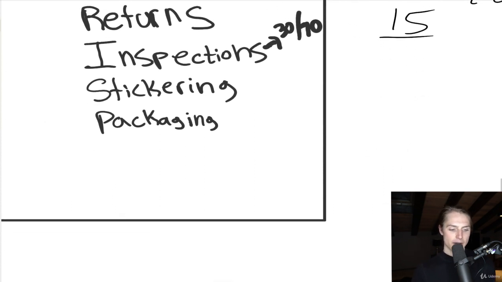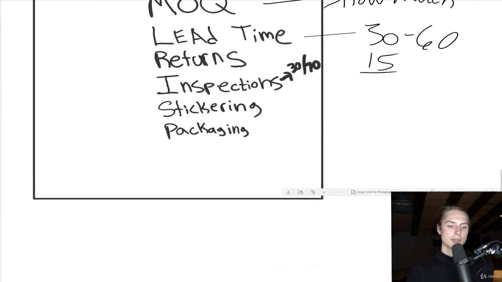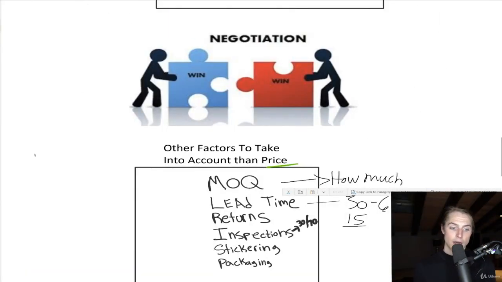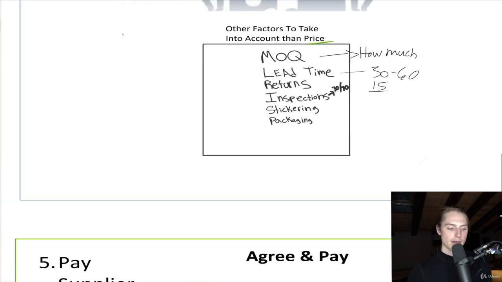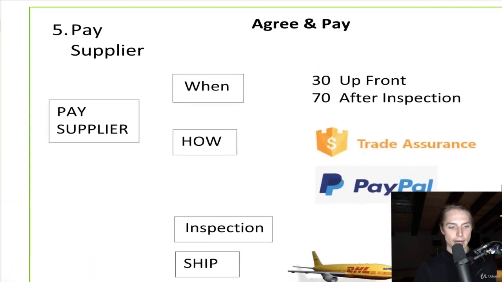Then the last ones, obviously stickering and packaging. Those are easier to negotiate, that you could get maybe some better packaging and that they'll sticker everything for you so you don't have to do as much work. All right, so we found a good supplier. We negotiate and we get a deal that's profitable and great. All right, okay, now we go ahead and pay.